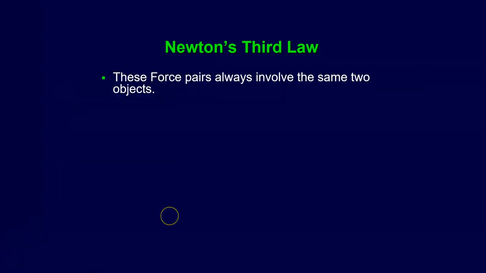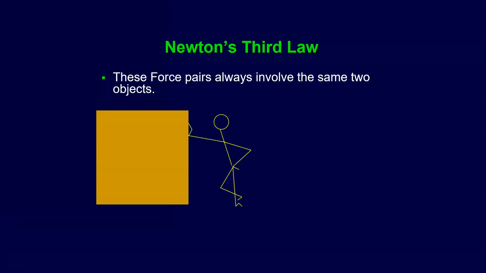Probably the thing that people get most confused about is that for Newton's third law, the force pairs we're talking about, the force pairs that are equal and opposite, always involve the same two objects. So let's look at a real basic example. Here's a person leaning against the wall. I'm going to define a way to write forces. So this is the force on the person that's caused by the wall.